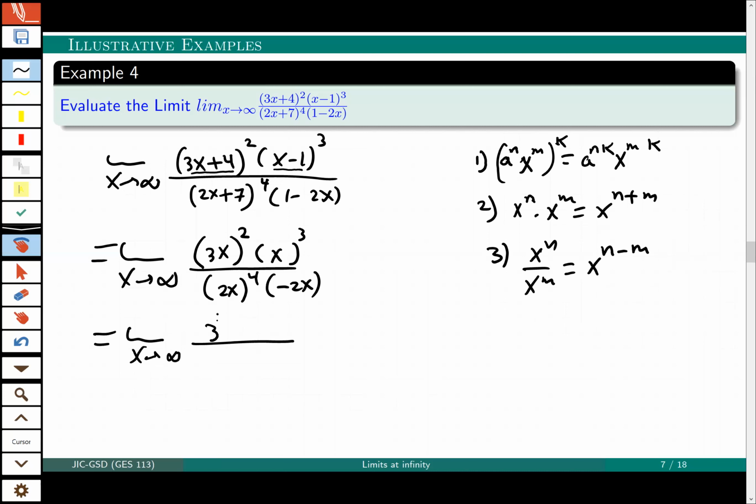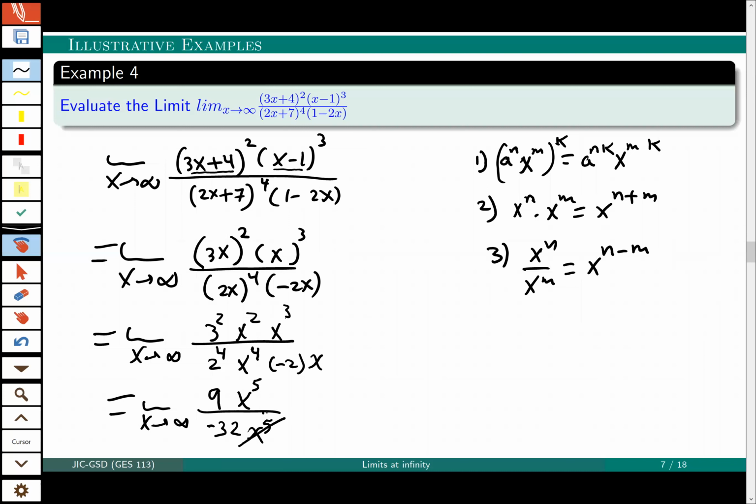So here I will have 3 squared x squared times x cubed. And here I will have 2 raised to the power 4 times x to the power 4 times minus 2 times x. So that will be the limit when x goes to infinity. I will have here 9 and x to the power 2 plus 3, which is applying the second rule. And I have 16 times minus 2, it's minus 32, and 4 plus 1, it's 5. So x to the power 5 is cancelled. So I will get minus 9 over 32.